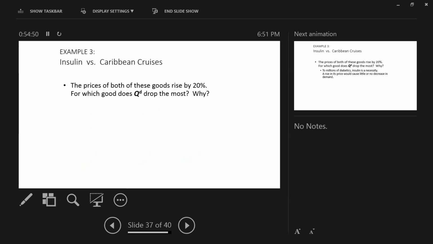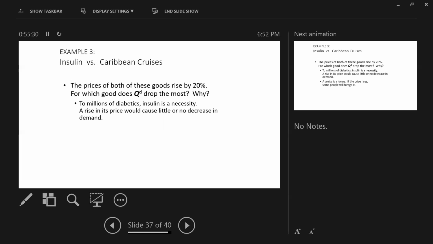Third example, insulin versus Caribbean cruises. Okay, both of these goods' prices go up by 20%. For which one does the quantity drop the most? Well, hopefully you're thinking insulin is absolutely a necessity. If you're a diabetic, there are not really any substitutes for insulin in terms of treating your diabetes. Now, I'm not that kind of doctor, so don't quote me on that. Maybe there are some advances in medicine that I'm not aware of. But in general, diabetic medication, specifically insulin, is an extremely inelastic good because it is a necessity.